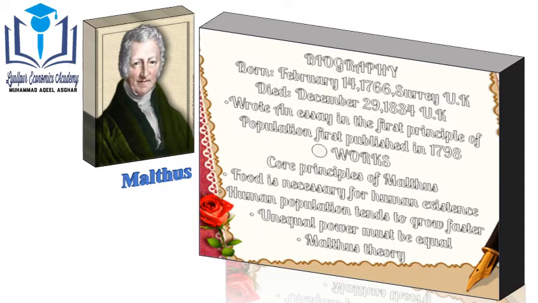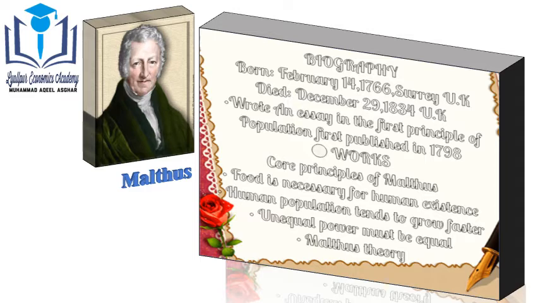So, the basic biography of Malthus. He was born in February 1766 in the UK and died on December 29, 1834 in the UK. He wrote An Essay on the Principle of Population, first published in 1798.